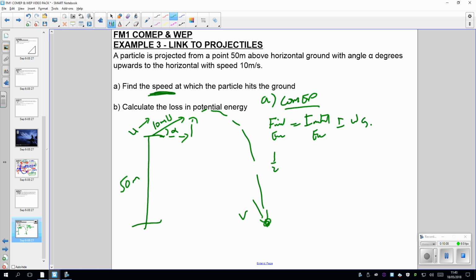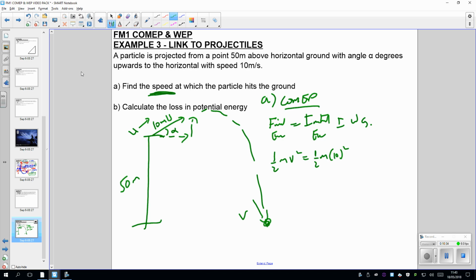So final EK, half mass, v squared. V is the thing we're looking for. So half mass, u squared this time. So that's 10 squared. Notice I'm not writing 100, or I'm not writing a half times 100 is 50, and I'm not writing 50 straight away. I'm showing the examiner every part that's going into that formula first before I start simplifying things up.